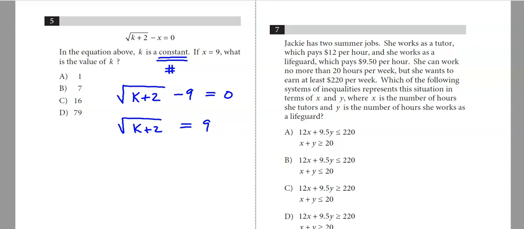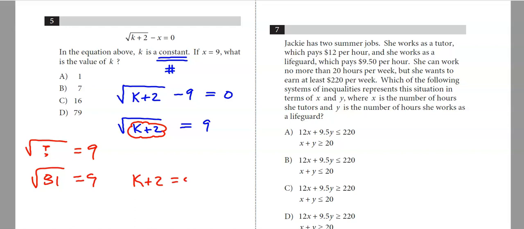And me, I do this two different ways. In my mind, I almost just ignore what's in here. And I just say, hey, the square root of what is 9? And I happen to know that the square root of 81 is 9. So then I just look in this expression and I'm like, well, how can I get what's inside there to equal 81? So I subtract 2 from both sides and I get an answer of 79.